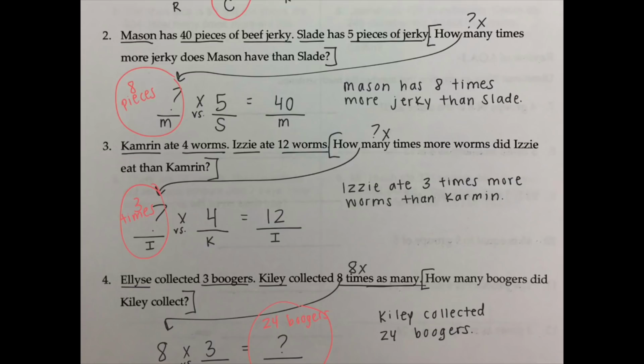Okay, so in this problem we had Izzy versus Carmen to get Izzy's real number. We didn't know how many times more. That was our variable, so we drew an arrow. But Carmen's number was 4 to get Izzy's real number of 12. So what times 4 equals 12? The answer was 3 times. Make sure you have it labeled times, not worms, times. And then write your complete sentence answer. Izzy ate 3 times more worms than Carmen.